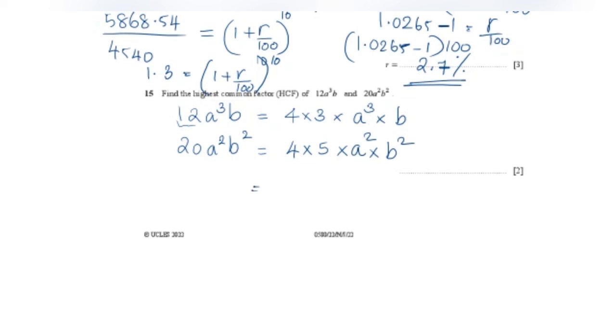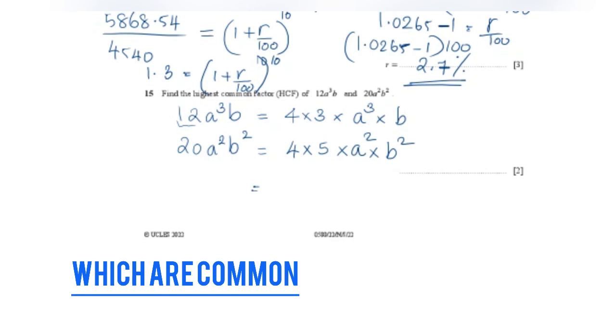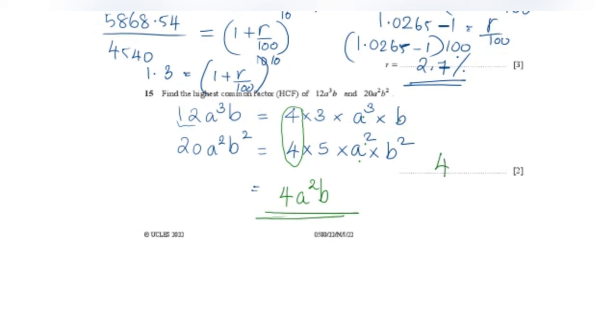Now let us see what are the factors here. This is a factor. Here a square can be taken out as a factor. So 4a square is the highest factor in this, and then b is the highest factor here. So the answer comes as 4a square b.